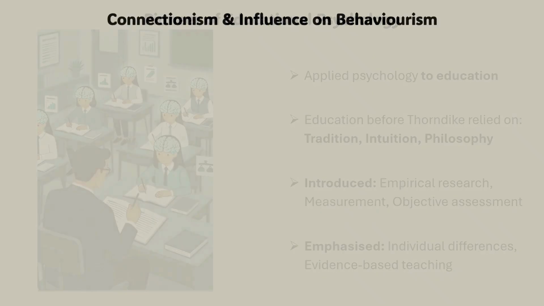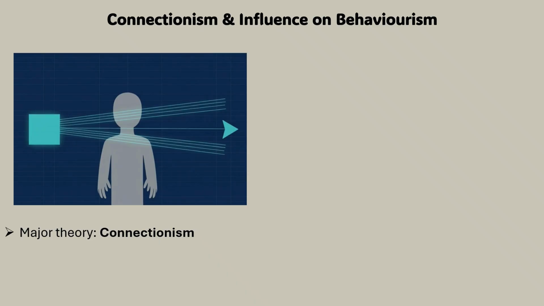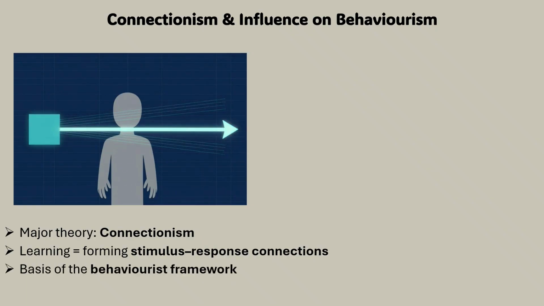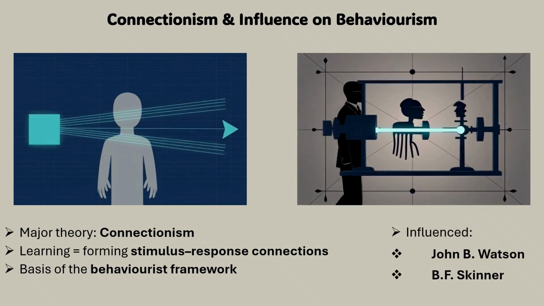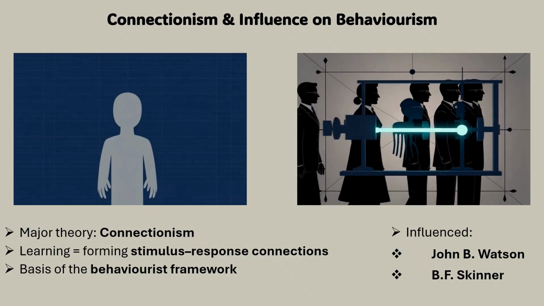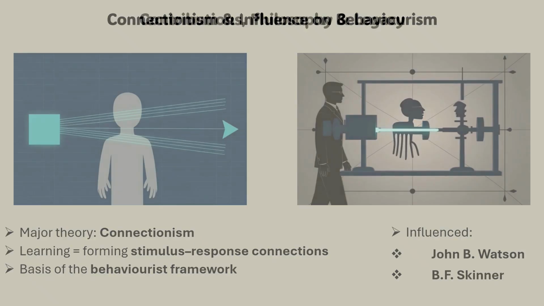Thorndike's most important theoretical contribution was connectionism. According to this theory, learning occurs through the formation of connections or associations between stimuli and responses. This stimulus-response framework became a foundational idea for behaviorism. Later behaviorists such as John B. Watson and B.F. Skinner built directly upon Thorndike's ideas.